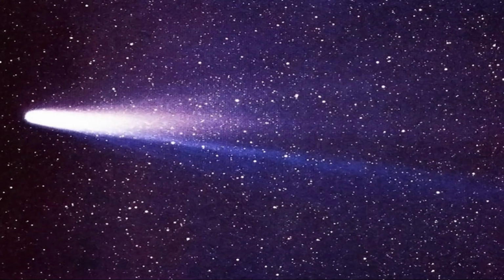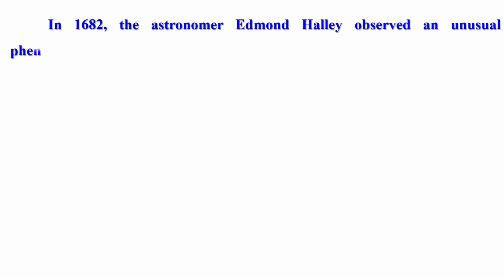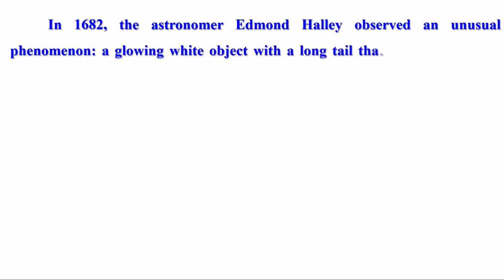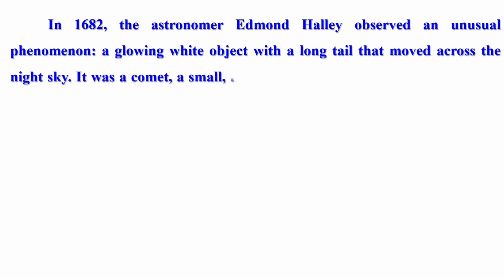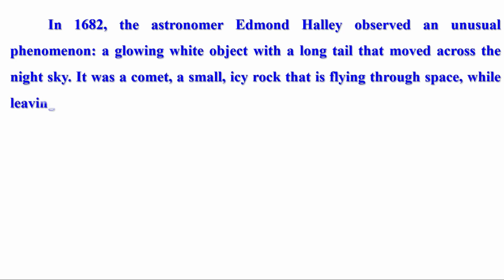This is Halley's comet. In 1682, the astronomer Edmund Halley observed an unusual phenomenon, a glowing white object with a long tail that moved across the night sky. It was a comet, a small icy rock that is flying through space while leaving behind a trail of dust and ice.